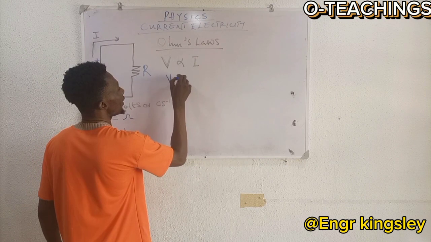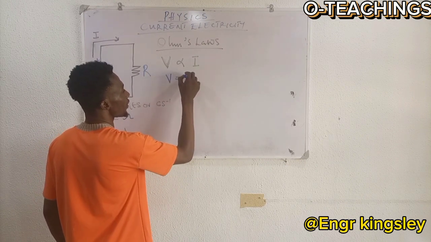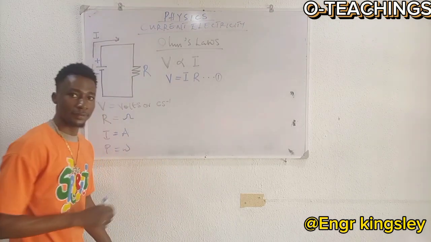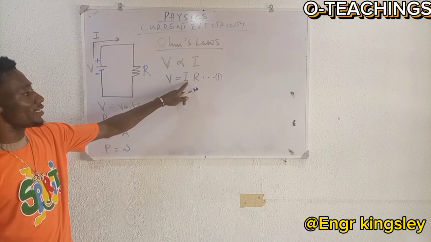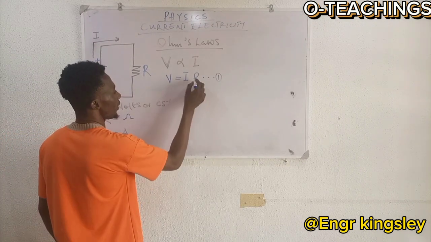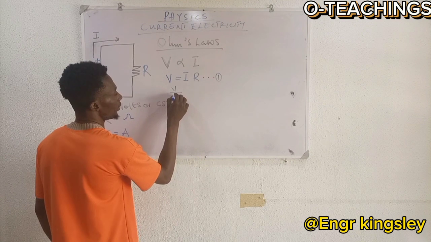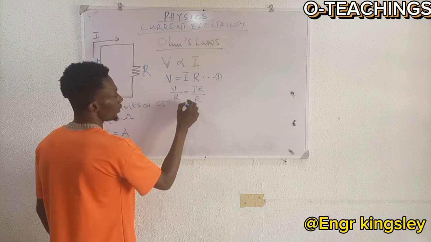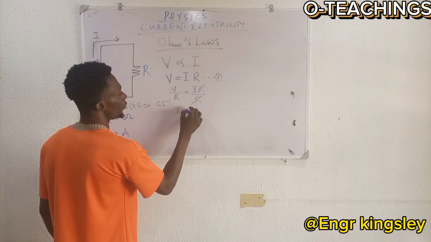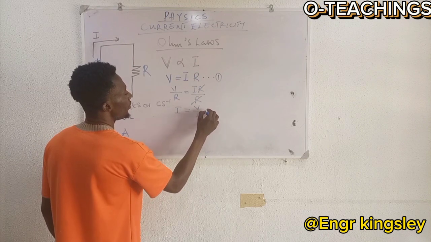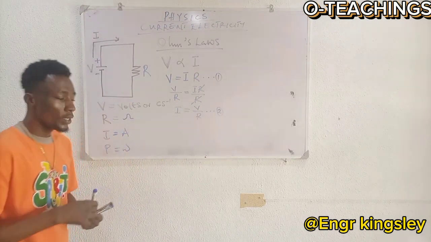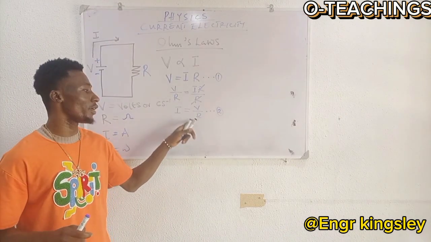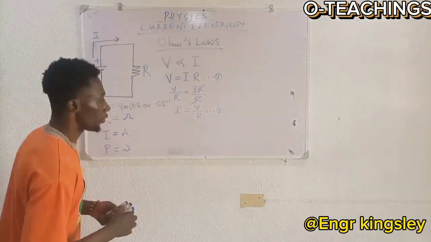So when we change this proportionality sign to a proportionality constant, we have V equal to IR. Let me call it equation 1. That means if I decide to make current the subject by dividing both sides by R, IR divided by R will cancel R, and I will be equal to V all over R. Let me call it equation 2. That means the formula for calculating current is the ratio of the potential difference and the resistance of the conductor.